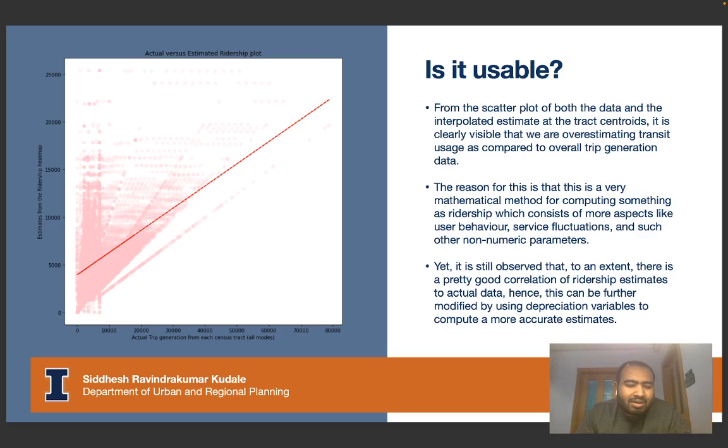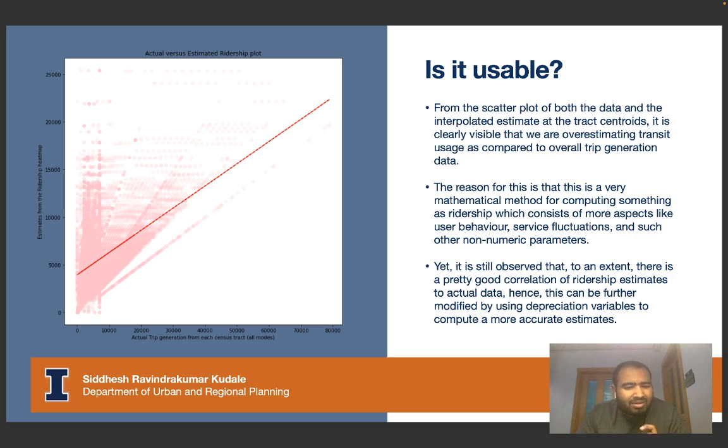So from the scatter plot, we can understand that there is a considerable difference between the estimates and the actual ridership. We can see that the transit ridership estimate is a little higher, it's overestimated as compared to the actual ridership. And so this may or may not be a dependable method to compute transit ridership, but this is also because it's just a mathematical method for computing something as ridership, which is also based on user behavior, service fluctuations, frequencies, and other non-numeric parameters.